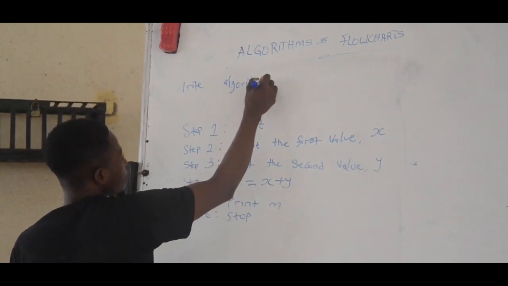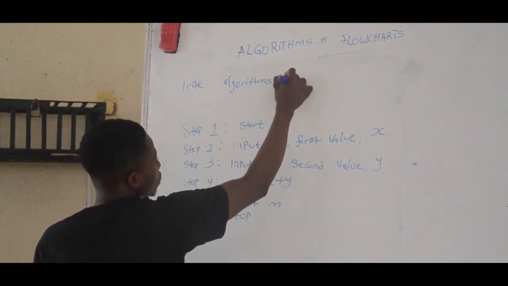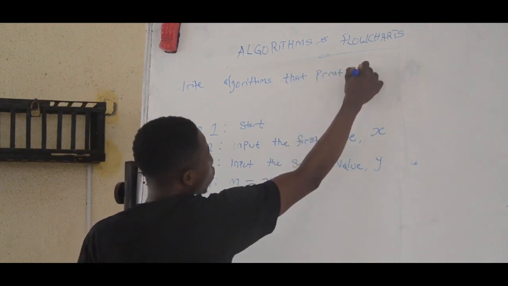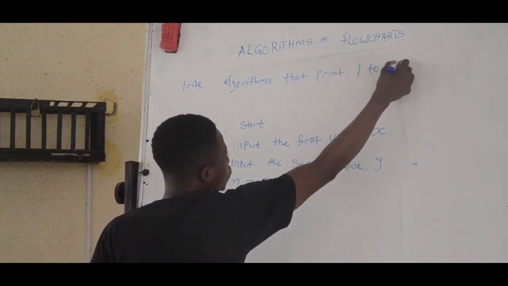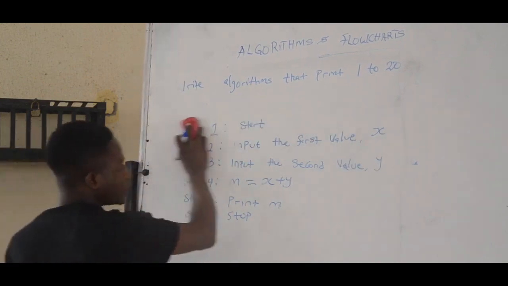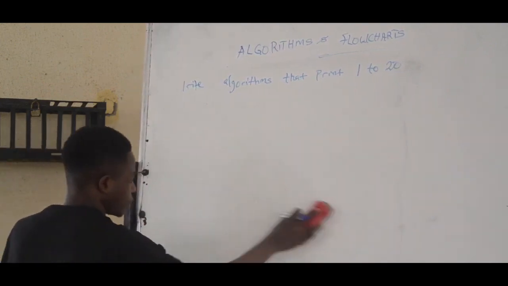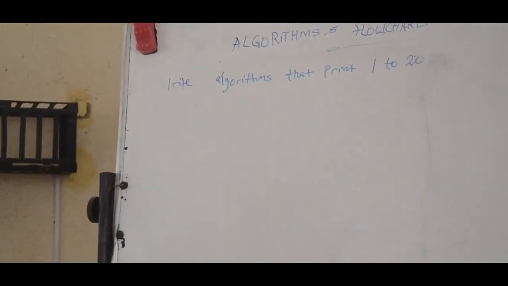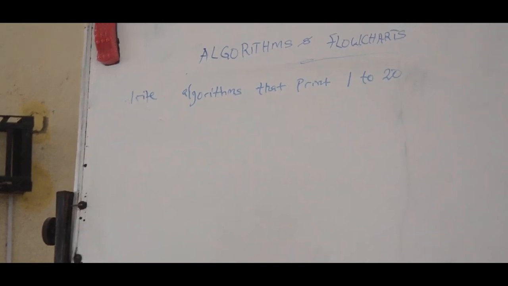So now, the next question is that we should write an algorithm that prints 1 to 20. That's the one we are doing in the class. So you can practice 1 to 50, 1 to 100, and 1 to n times. There's something like that. So you should get familiar with it. So now we want to print from 1 to 20.